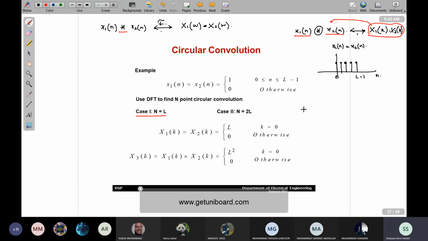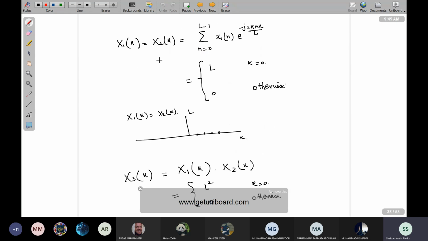Because x1 of k will be equal to x2 of k, and that is the sum from n equal to 0 to L minus 1, by definition, of x1 of n times exponential minus j 2 pi n k over L, because the length of the sequence is L points. As a result of that, you are getting L for k equal to 0, and 0 otherwise. Okay, in fact this was the situation of your sequence.